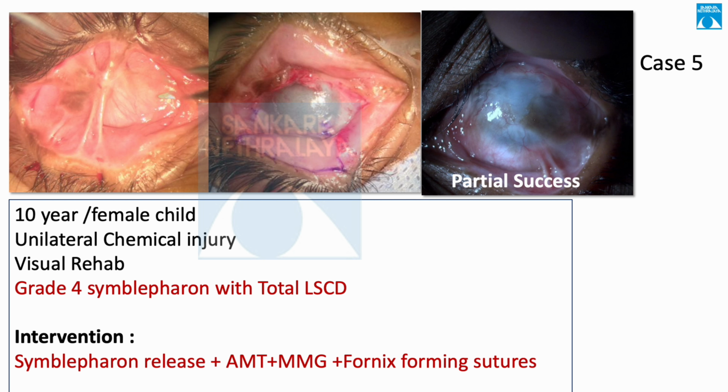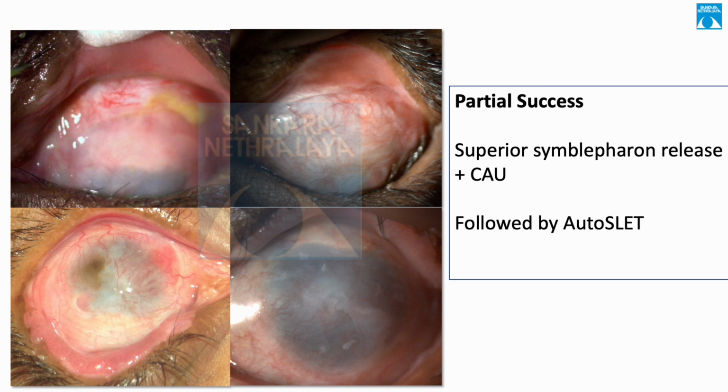At last appointment, the fornices were definitely better formed. However, there was still some amount of shortening present. So the patient was taken up for a superior symblepharon release. This time we also placed a conjunctival autograft on the bulbar surface.